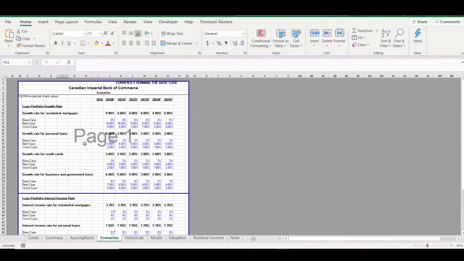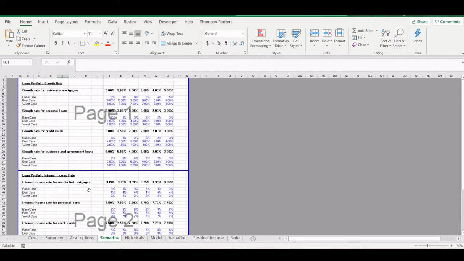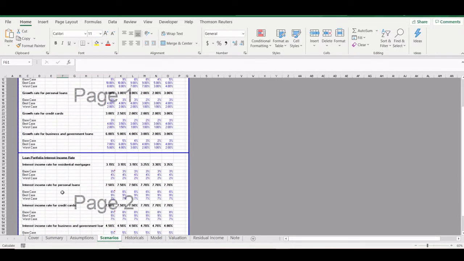Scenario analysis with the best, base, and worst case scenarios for loan portfolio growth rate of residential mortgages, personal credit cards, business and government loans, as well as loan portfolio interest income rates.